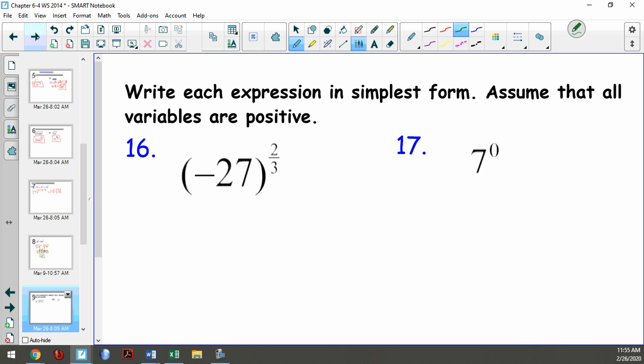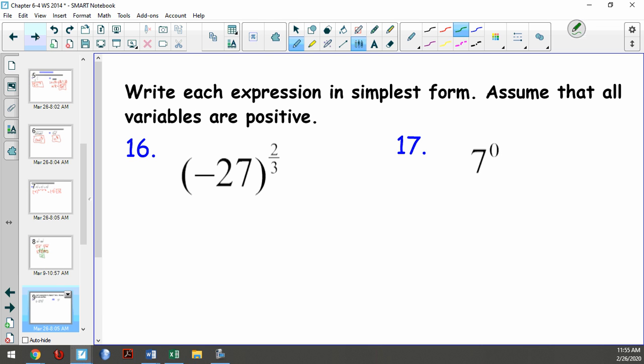Turn it over. Number 16, write each expression in simplest form. Assume that all variables are positive. What does that statement mean? Assume that all variables are positive. You do not need absolute value bars.